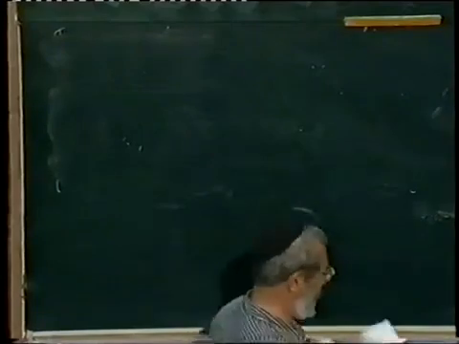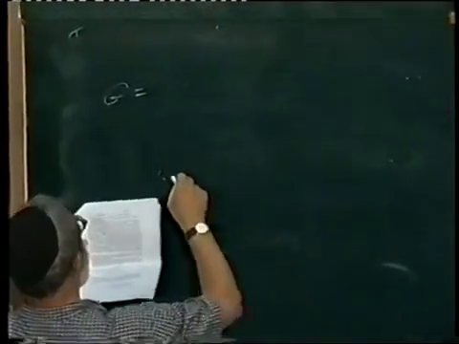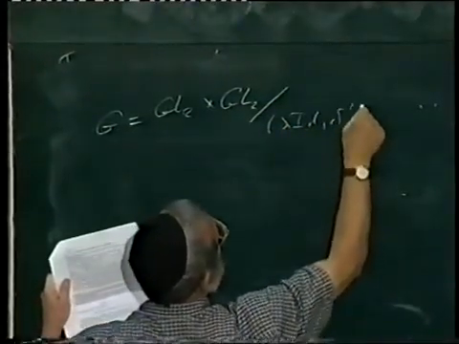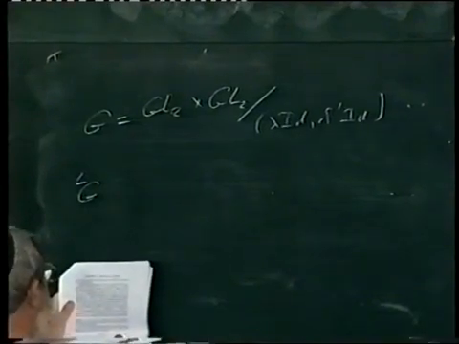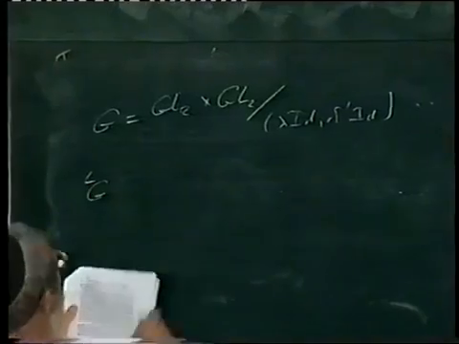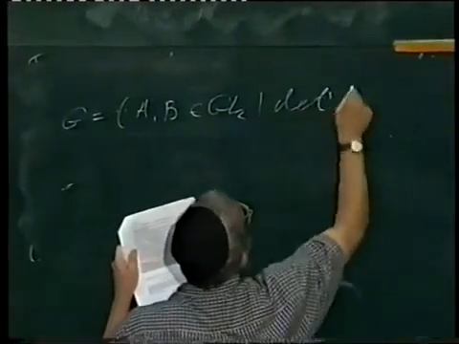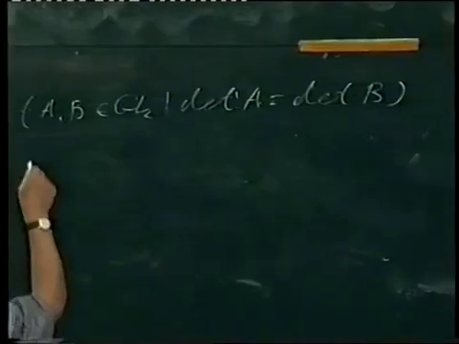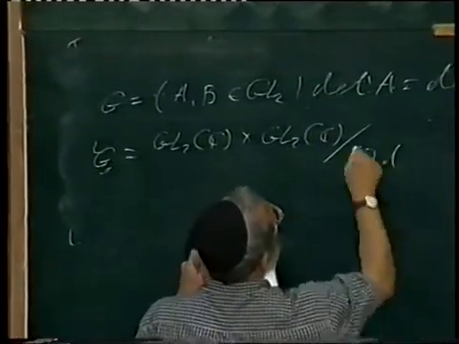So in this case, we take the group G. I take matrices A, B, elements of GL2, such that the determinant of A is equal to the determinant of B. Then the group GL is GL2C cross GL2C modulo lambda identity, lambda inverse identity.